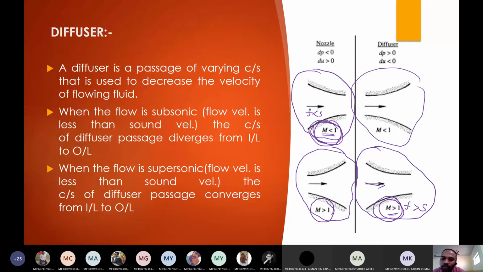Therefore, if the flow is passing through the diverging passage with Mach number greater than 1, this will act as a nozzle. And if the Mach number is less than 1 and the flow is passing through the diverging passage, then it is called a diffuser. It depends upon the Mach number.